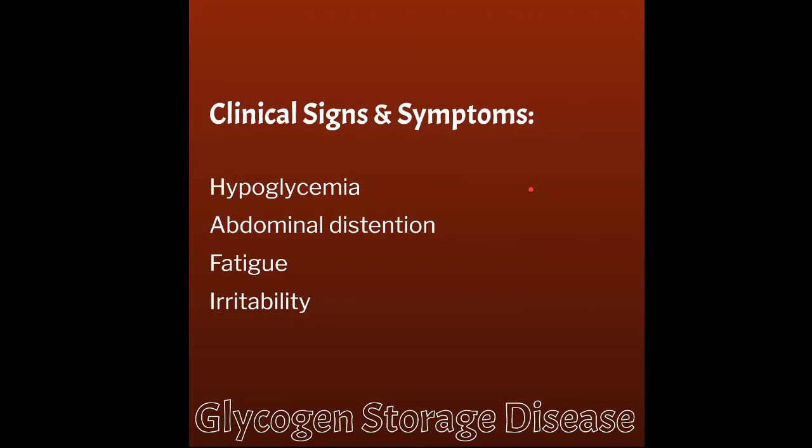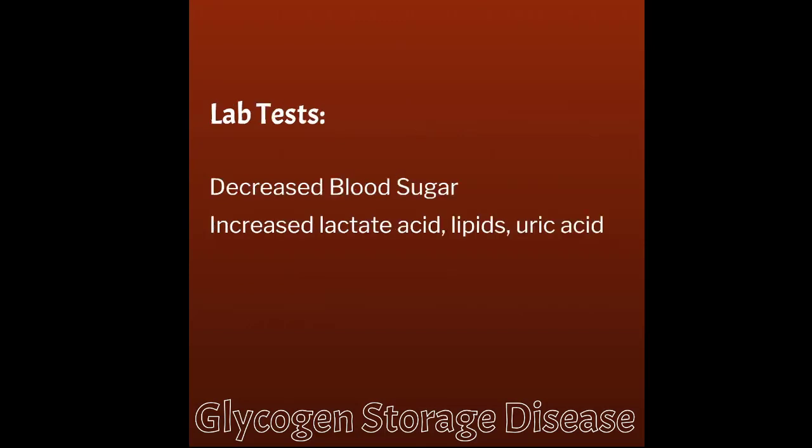Clinically, these patients are going to be actually pretty young when they come in. We're talking maybe 3 or 4 months because it happens pretty early. The patients are going to have hypoglycemia, so low blood sugar. They're going to have abdominal distension because the liver has become enlarged because it is storing that excessive glycogen. They might be sleepy all the time, and they might be kind of irritable, kind of colicky. And so we see with lab tests then that they are going to have that decreased blood sugar.